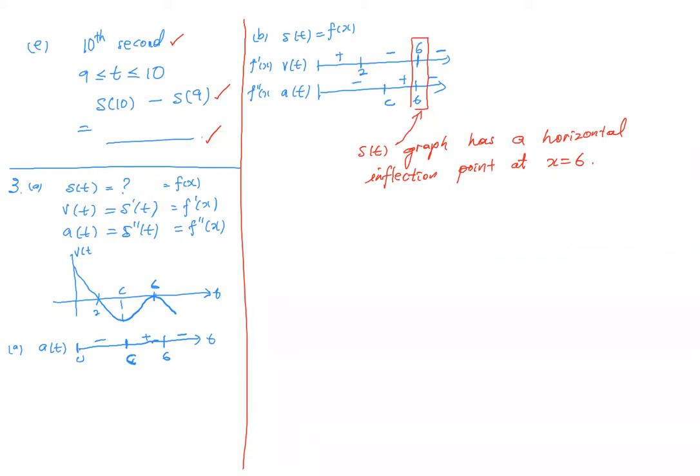Got it? Okay. How do you interpret this point then, in relation to the S(t) graph? This one, all this in exam, you don't have to write for me to see. S(t) graph has a non-horizontal inflection point at x equal to c. Am I right?